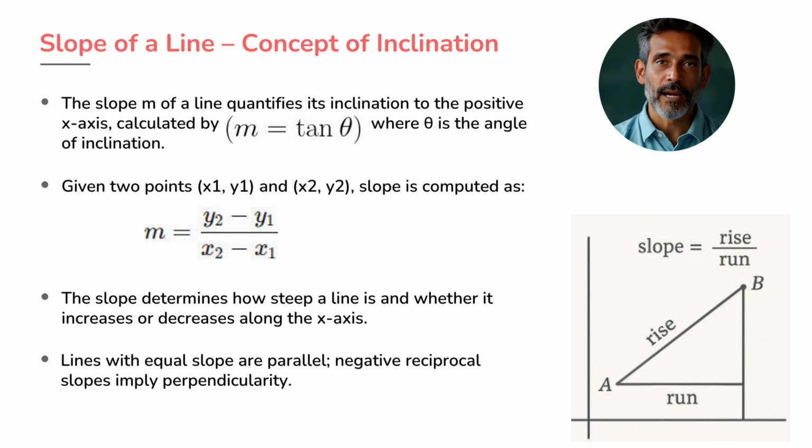Two lines are parallel if they have the same slope, meaning they tilt at the same angle and never meet. And perpendicular lines? Their slopes multiply to minus 1. That means m1 times m2 equals minus 1. It's like two friends meeting exactly at a right angle.